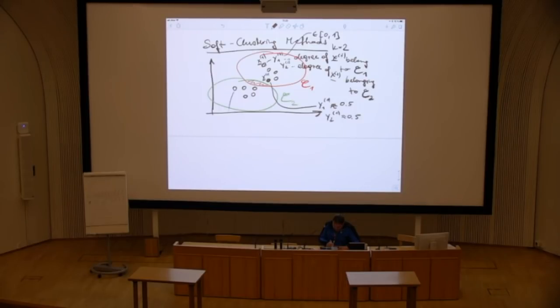Whereas for this one, let's say this would be the second data point, we would have y21 would be 0.2, and y22, the degree of belonging to the second cluster, might be higher. It makes sense to normalize these degrees of belonging, such that for each data point, the sum of both degrees of belonging is 1. The sum of those two degrees of belonging should not exceed 1.